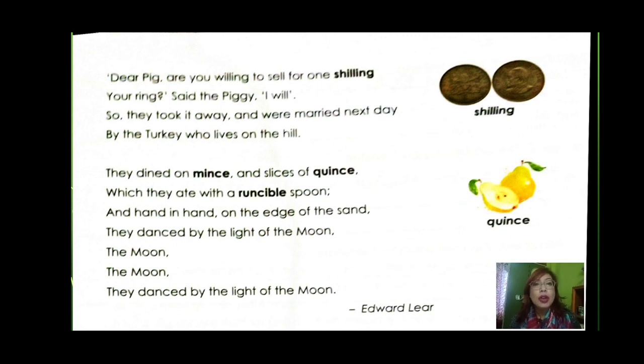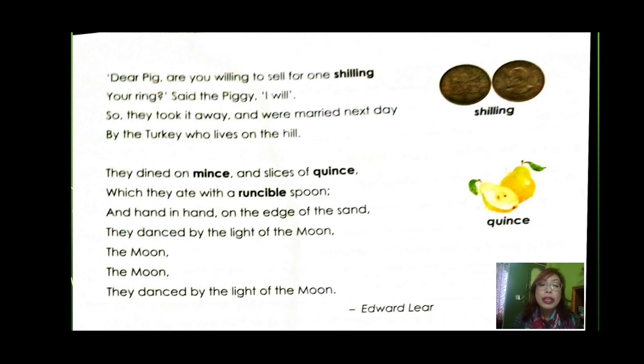They dine on mince and slices of quince. So what did they do? They dine. They had mince, that is chopped meat, and slices of quince. You know that, no? Quince is what? A pear-shaped fruit, there in the picture, so you can see it. Which they ate with a runcible spoon. So runcible is no real word, it's just been used by the poet Edward Lear.